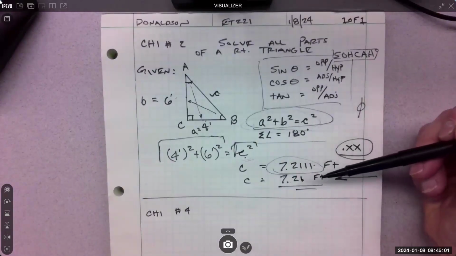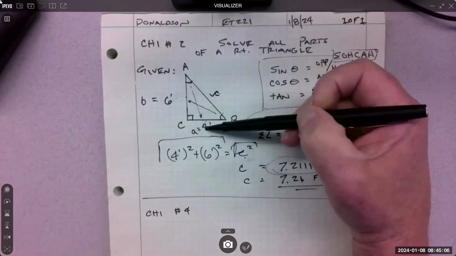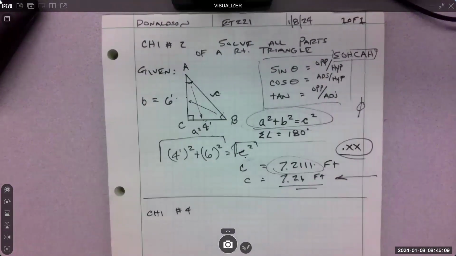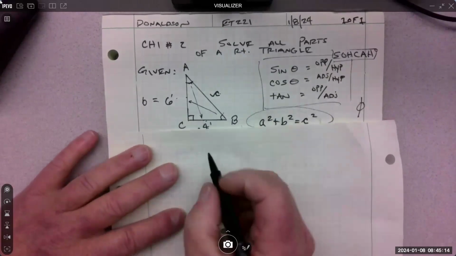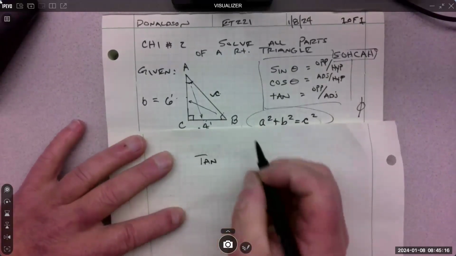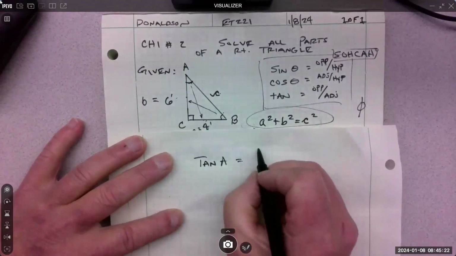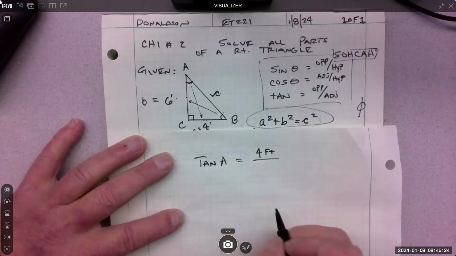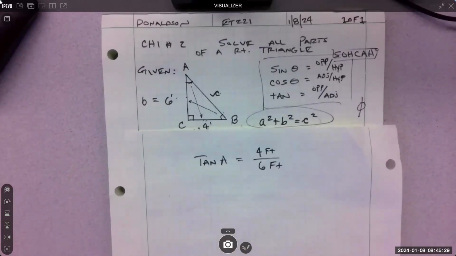That makes sense? Yeah, so I could use tangent for that one, and then B, I could use tangent for this one, opposite over 4. Let's write one of those, just so we remember how to do it. So if I want to know A, I'm going to write tangent of A is opposite 4 feet over 6 feet, correct? Opposite over adjacent, did I do that right? I think so. Opposite over adjacent.